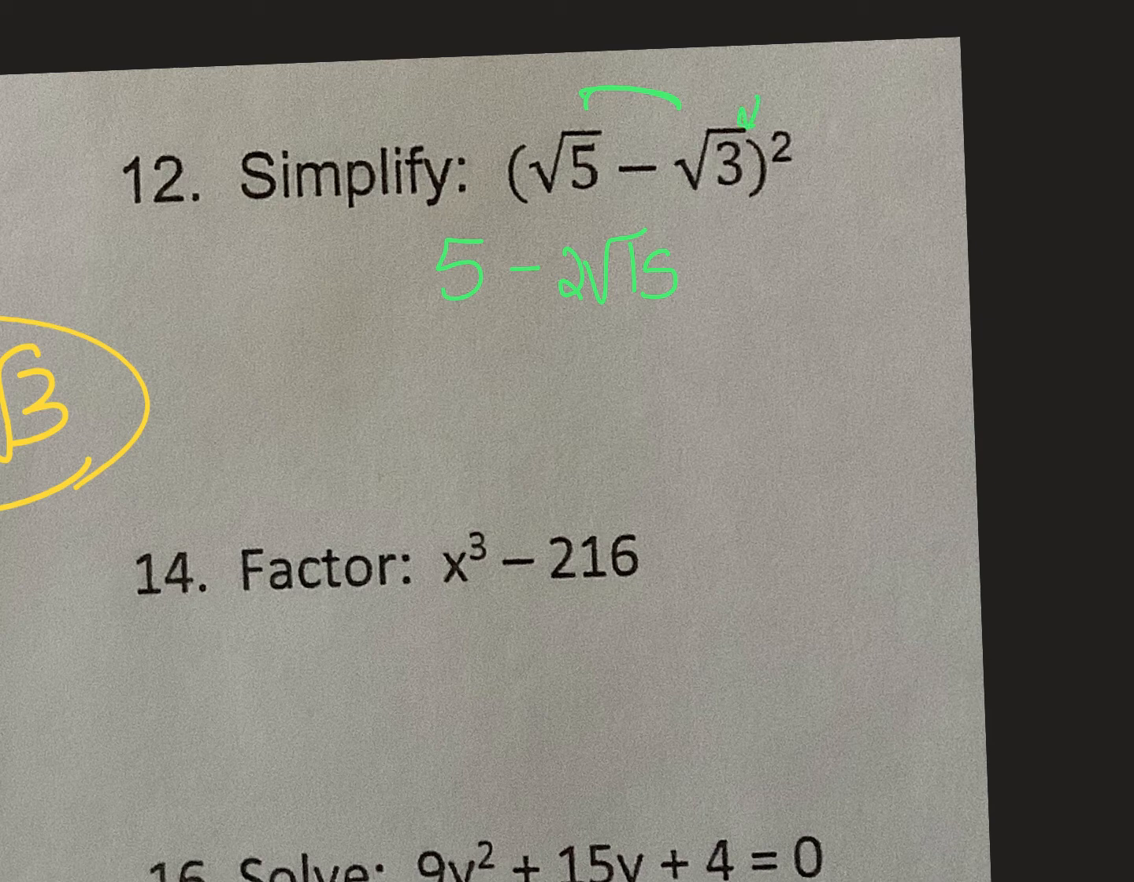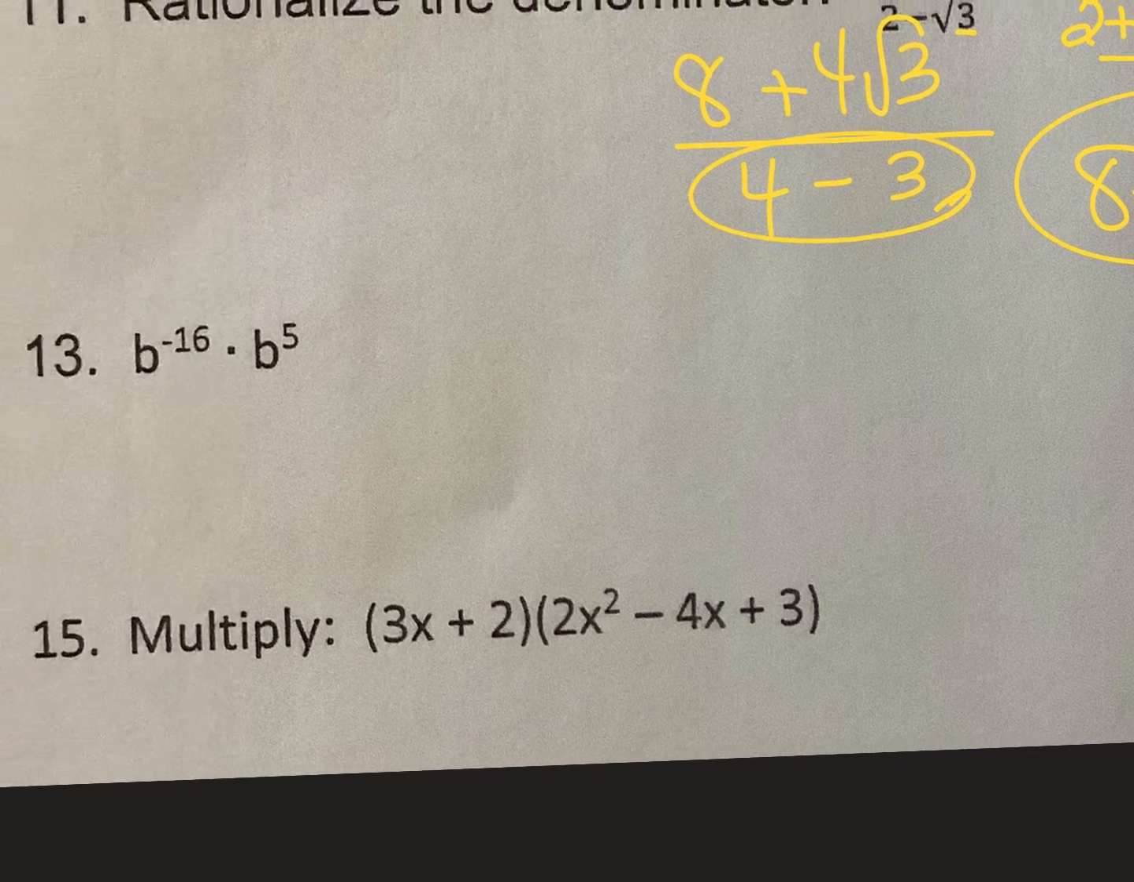Then you're going to square the second one. If you square square root of 3, you just get 3. And anytime you square something, it becomes positive. Squaring things always makes it positive. That's why it's a plus. Add your 5 and 3. That's 8. And you have 2 root 15. Dunzo. Keep going.